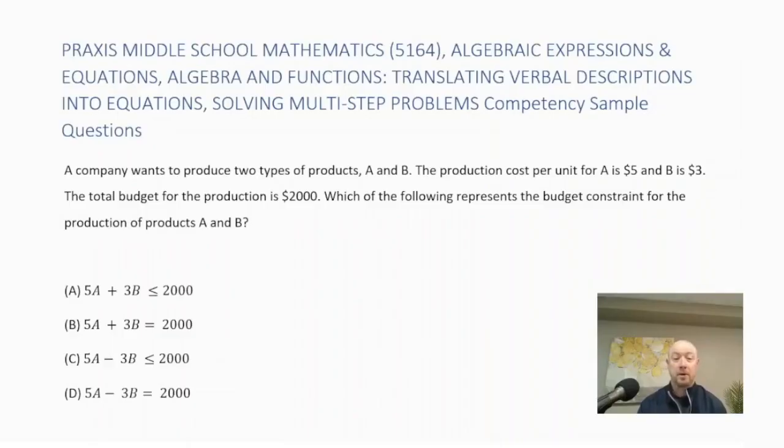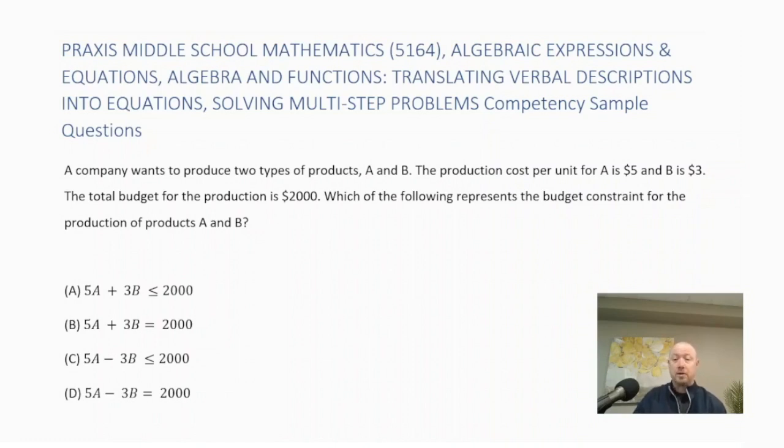A company wants to produce two types of products, A and B. The production cost per unit of A is $5 and B is $3. The total budget for the production is $2,000. Which of the following represents the budget constraint for the production of products A and B?